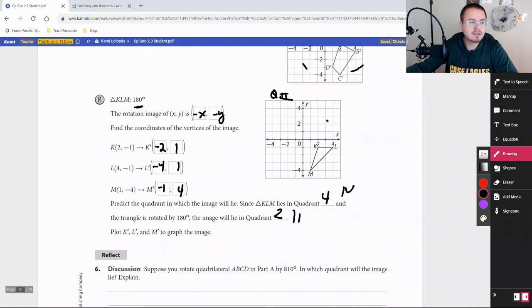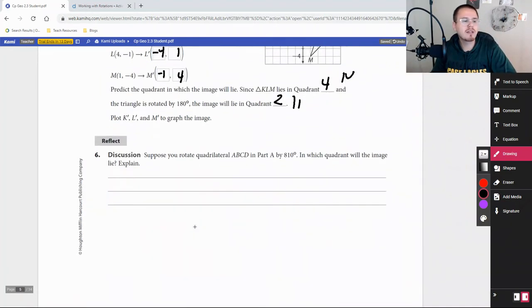Plot your points and see what happens. Negative 2, 1, K prime, negative 4, 1, L prime. Drop those labels and negative 1, 4. Sorry, my brain got stuck for a second. M prime, shape that thing. Boom. A little skinny on that side, but it is what it is. There's your image. We rotated. We got this. So you got a question.